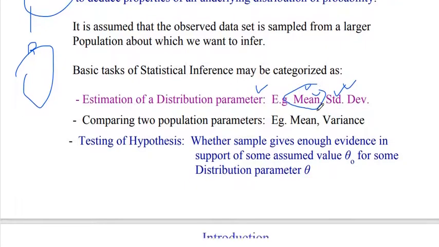Comparing two population parameters, mean and variance, will be testing problems, that is, testing of hypothesis problems. First we make some assumption, then we accept or reject it. All of this comes under testing of hypothesis. This is totally related to statistical inference.